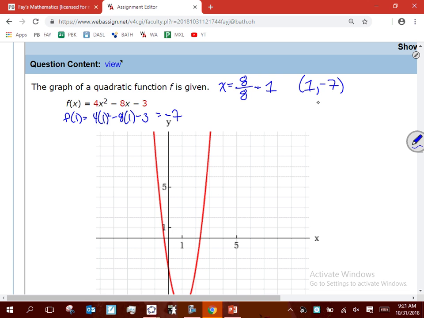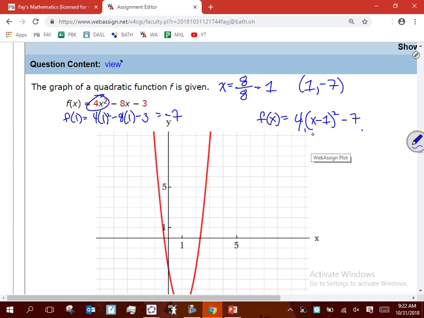So this is going to look like f of x is equal to some a value times (x minus 1) squared, then minus 7, right? Now if I expand that, do I get a 4 right away? No. So what's this a got to be? A's got to be 4, right? All right, so that is putting it into vertex form.